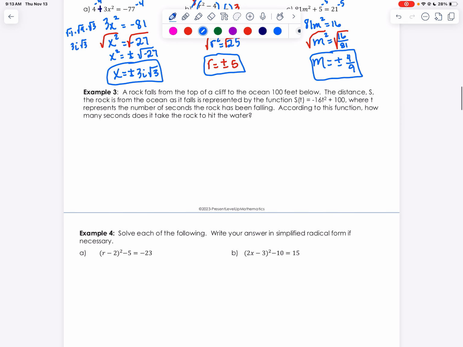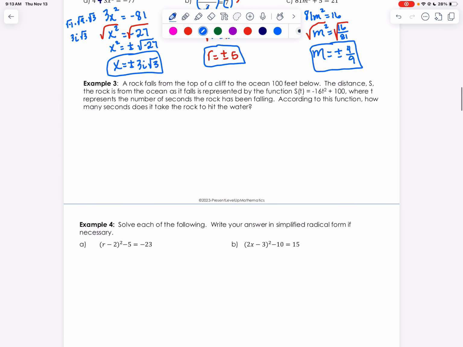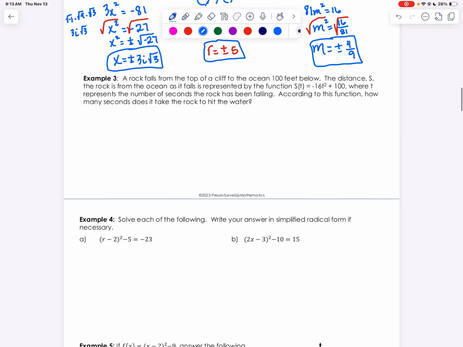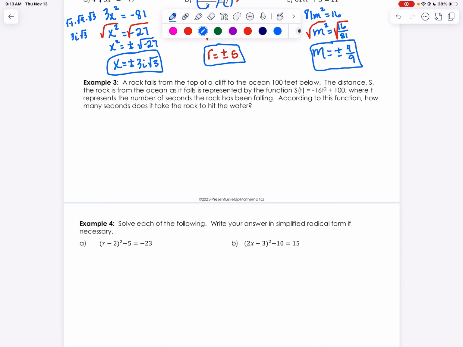All right, example 3. A rock falls from the top of a cliff to the ocean 100 feet below. The distance s the rock is from the ocean as it falls is represented by the function s of t equals negative 16t squared plus 100, where t represents the number of seconds the rock has been falling. According to this function, how many seconds does it take for the rock to hit the water?